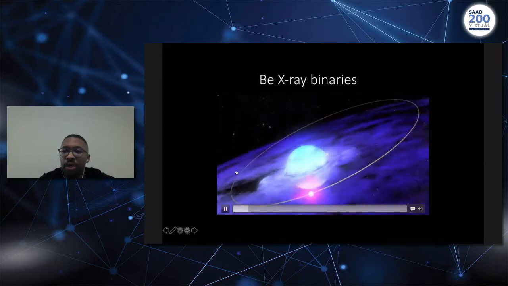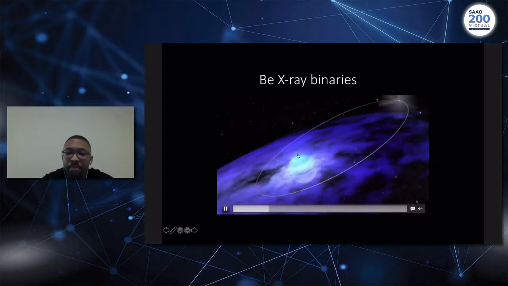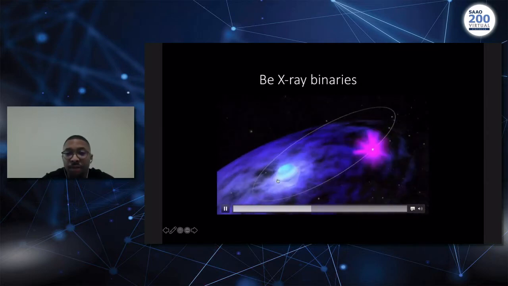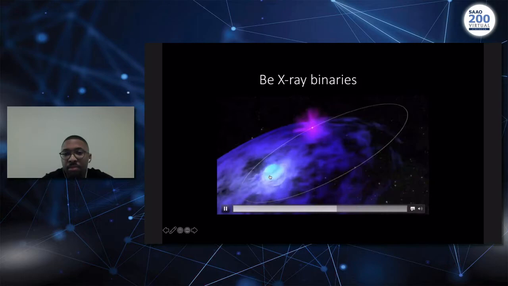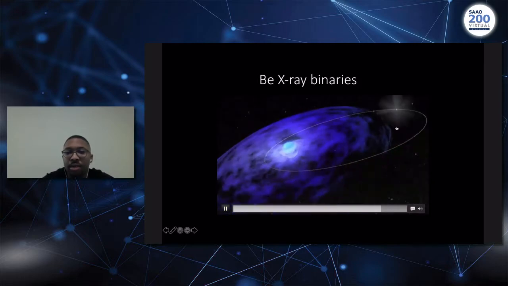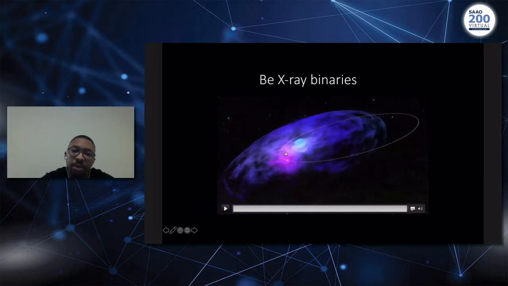So this is a movie, I hope you can see it, illustrating what's possibly happening in the X-ray binary system, where you have the Be star with the circumstellar disk material, which is variable, as we'll see later, and a neutron star in an eccentric orbit around that, which can accrete matter from the Be disk if it's large enough at close passage, and this results in X-ray activity.